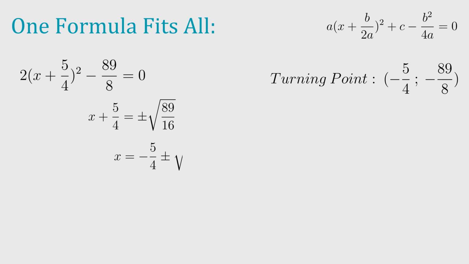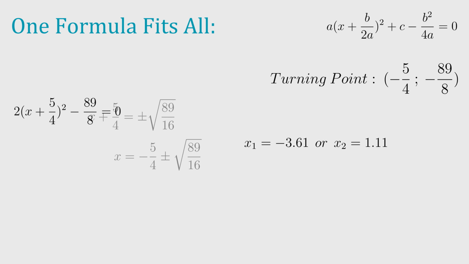Subtract 5 over 4 from both sides to isolate the x. Now you have negative 5 over 4 plus or minus the square root of 89 over 16. To get your two values for x, manually type in your calculator negative 5 over 4 minus the square root of 89 over 16 to get your x1 value. And then negative 5 over 4 plus the square root of 89 over 16 to get your x2 value.